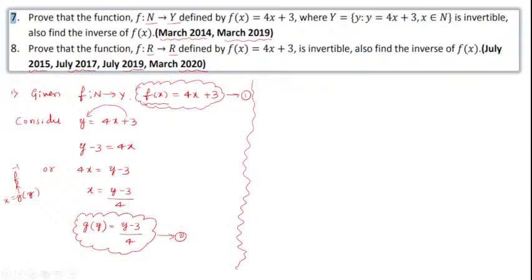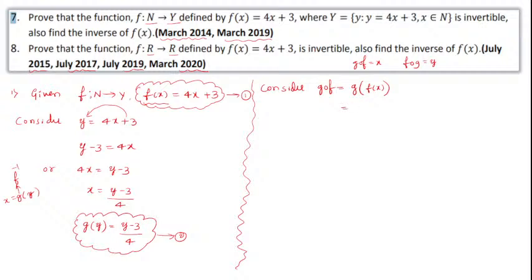In order to prove the given function is invertible, you have to consider the fog and gof functions. So here I will consider my gof function, that is, consider g of f. So gof can be written as what? g of f of x. Clear? So you have to show gof is equal to x and fog is equal to y. If you show these two conditions, definitely your function will be invertible.